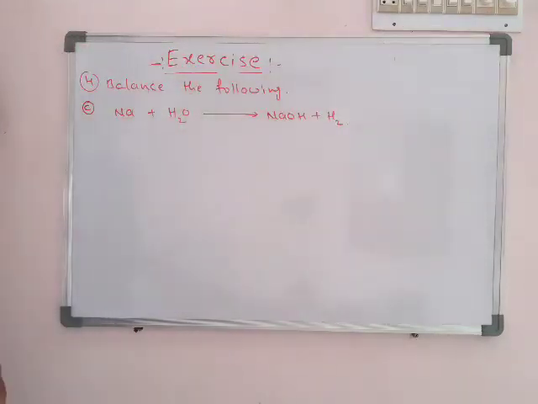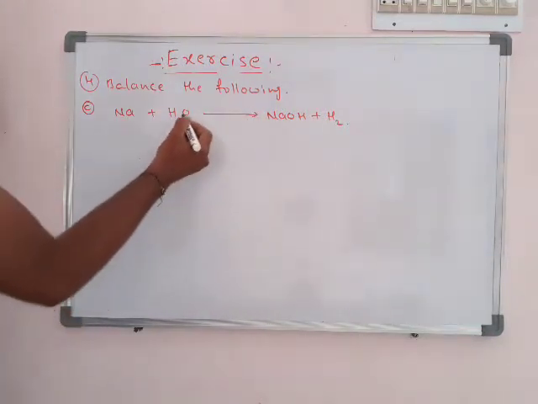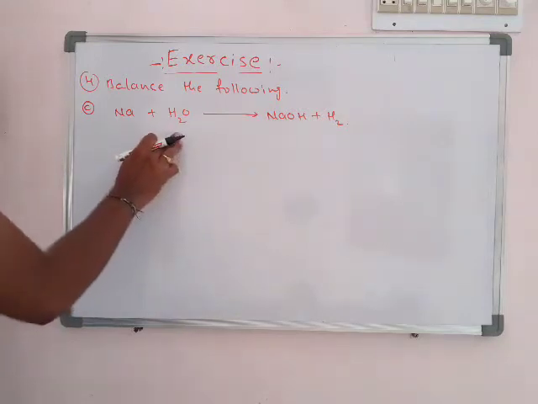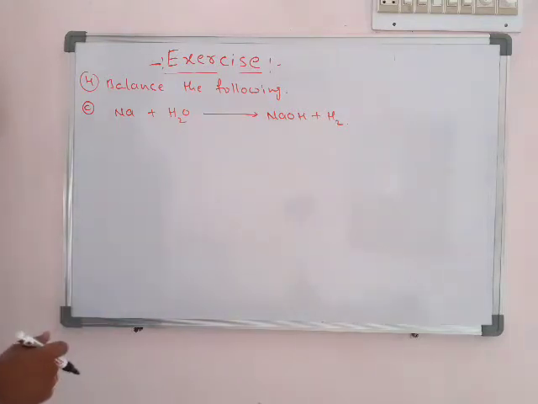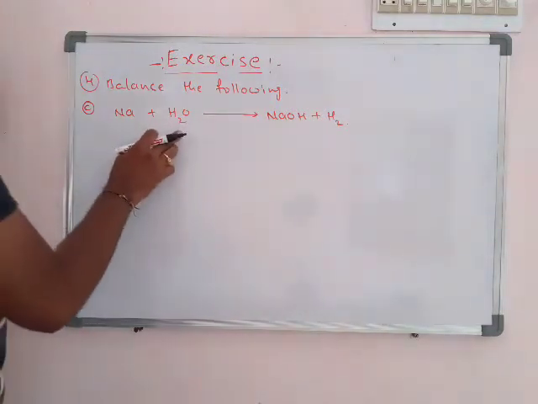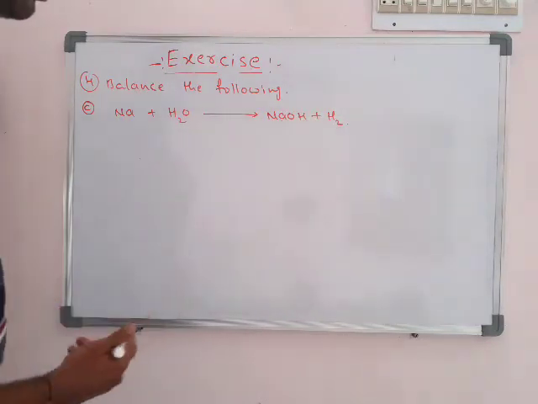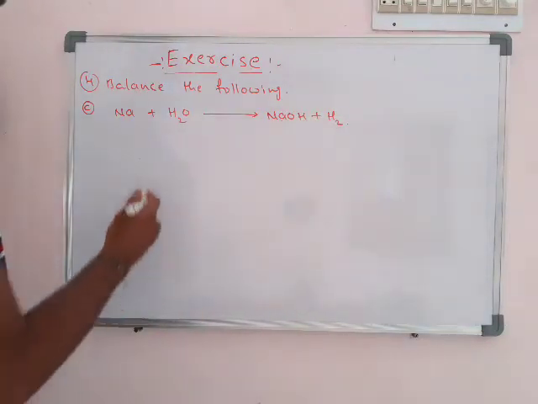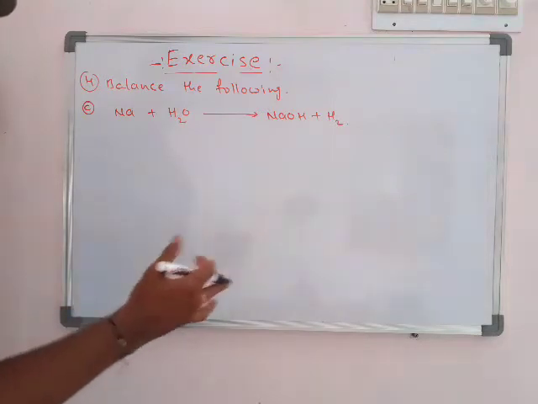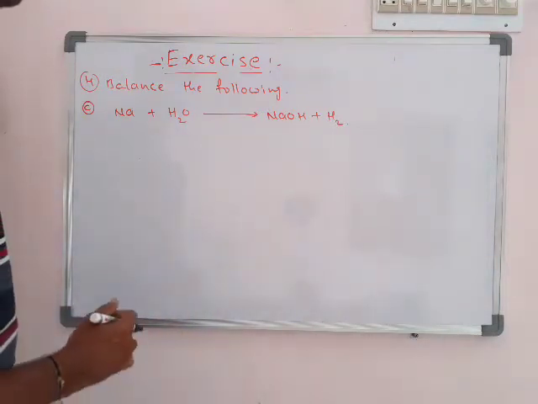So balance it. Here one sodium, one oxygen, two hydrogens. So hydrogens are looking different. Two hydrogens here, three hydrogens. Here 2, 3. So even number, odd number, then only we get some problem.